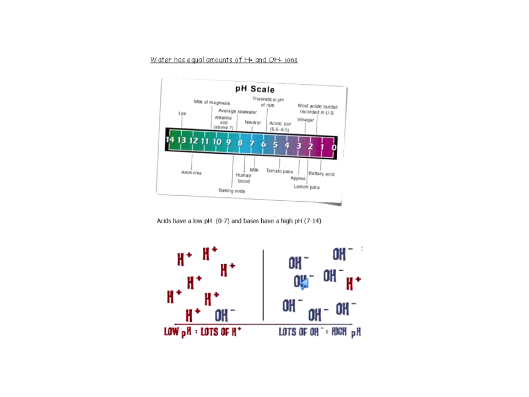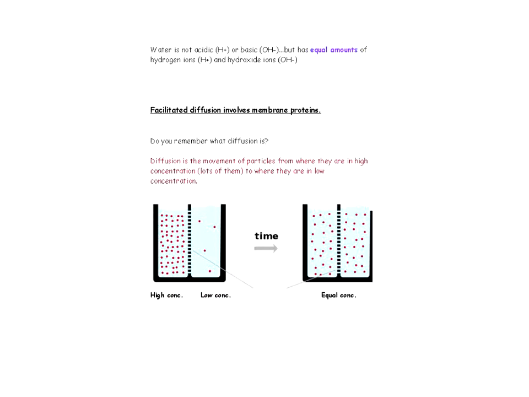Now, if you have water, water is not an acid and it's not a base. It's neutral. It's right in between the two. Its pH is 7, right? Because of that, it has equal amounts of H+ and OH- in water. Okay?